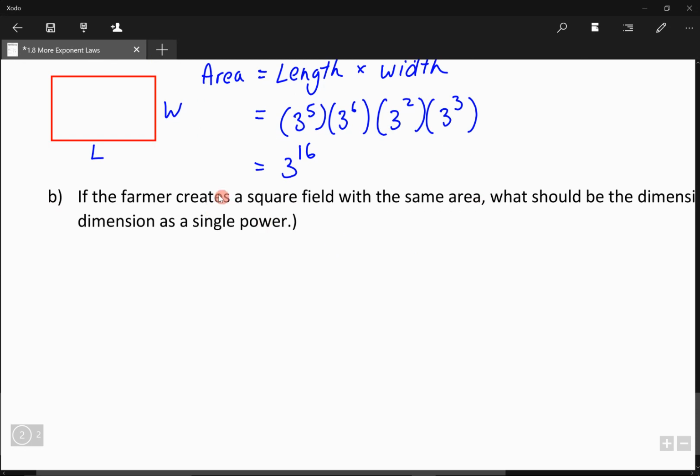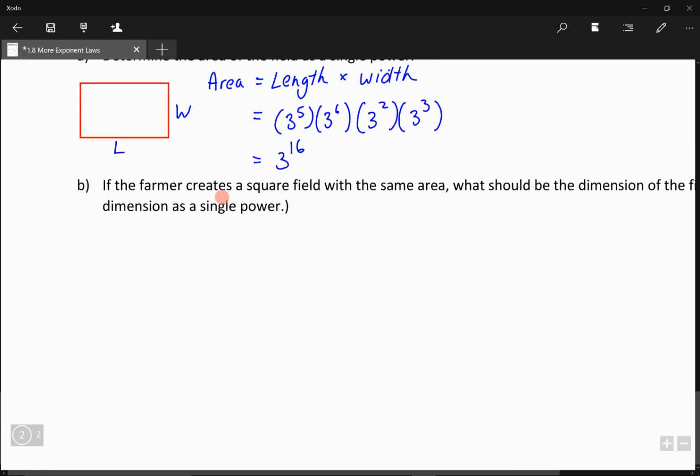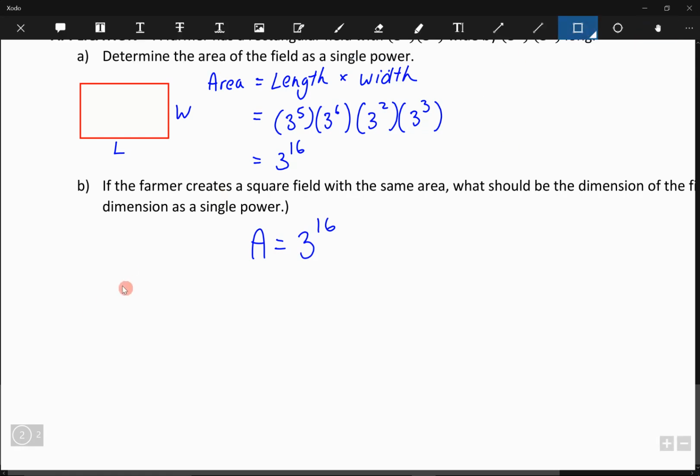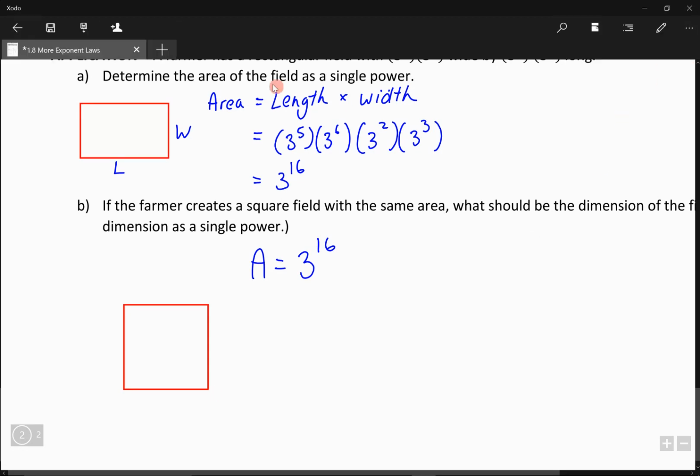Okay. Part B, if the farmer creates a square field with the same area, what should the dimension of the field be? Okay, so if I have the area of 3 to the power of 16 and I want to make a square, then I should distribute the lengths of the sides evenly. I have to evenly split the exponent.